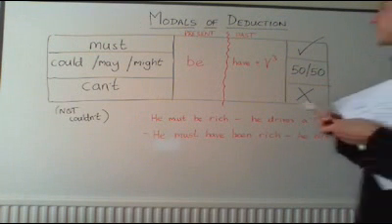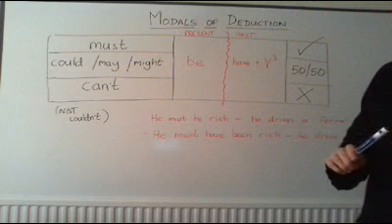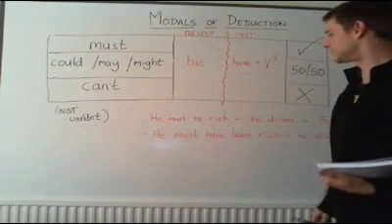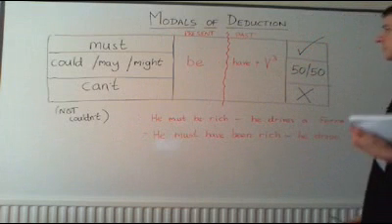Now, I think people find this present modal of deduction very easy. It's often very easy to translate into your language, and it's simply in the present. For example, he must be rich, he drives a Ferrari.